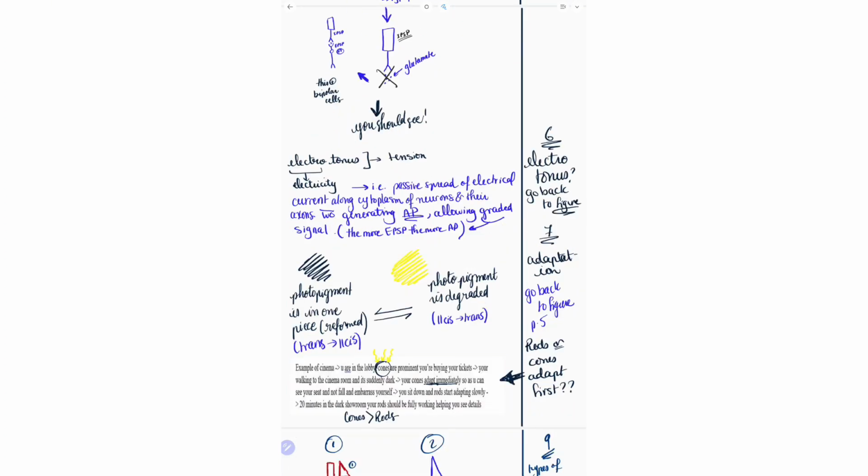So moving on to electrotonus. What does exactly this word mean? Electro means electricity, tonus means tension. Doesn't make sense. Anyways, so it is the passive spread of electrical currents along cytoplasm of neurons and their axons without generating action potential, EPSP, as I said before. Allowing graded signal. What does graded mean? Graded means it adds on each other. For example, the more EPSP you have, the more ATP you're gonna have, right?